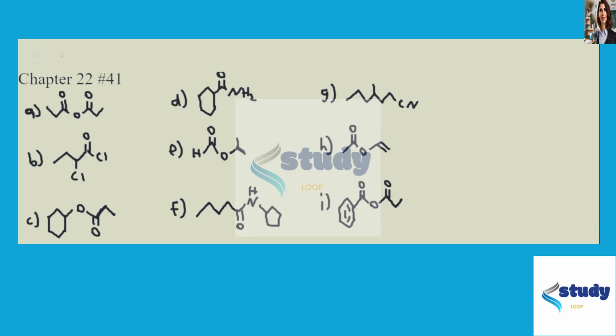All right, and to get these structures, you pretty much have to know the naming rules. But when you know the naming rules, it becomes pretty simple. The name tells you exactly what you're looking for. And so these are just 12 examples of carboxylic acid derivatives. The nomenclature rules, if you need to review them, appear at the beginning of this chapter. And that's the answer to chapter 22, problem number 41.